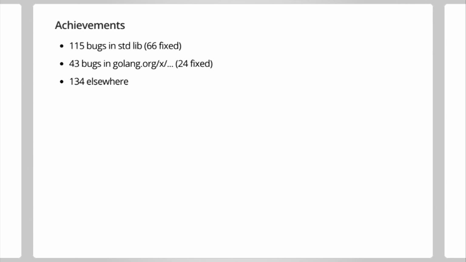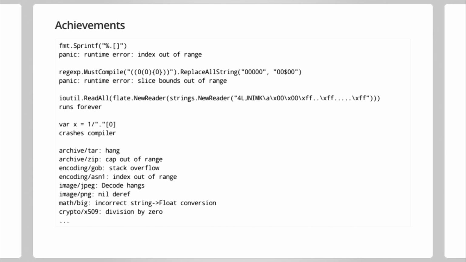66 of them are now fixed, and this is probably the most well-tested Go code out there, that was there for at least several years. Also 43 bugs in the golang.org/x packages, and 134 bugs in other packages. Some of them were actually found by external people by just applying GoFuzz to their packages. And here you can see some real examples of the bugs that I found.